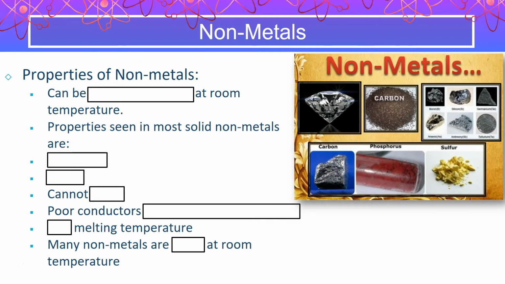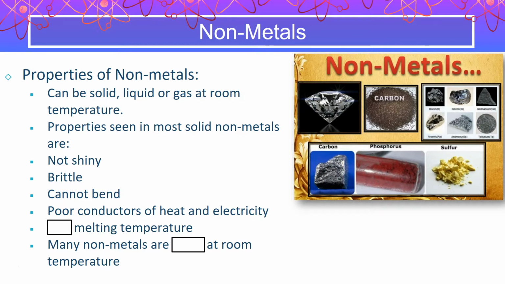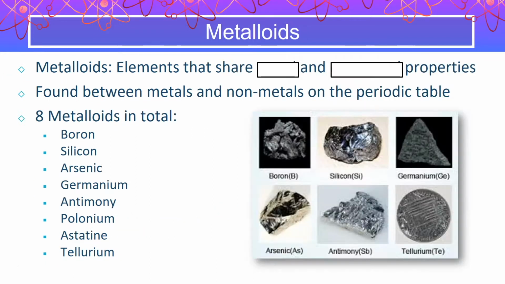On the other hand, we have our non-metals, and they can be solid, liquid, or gas at room temperature. We see non-metals in all three states at room temperature. Some of the other properties we see with them is that they're not shiny, that they tend to be brittle, they're not able to bend. They don't bend, they just snap and break. They're brittle. They are poor conductors of heat and poor conductors of electricity. And they tend to have much lower melting temperatures, which is why many non-metals are actually gases at room temperature. All right, so those are some of the properties of non-metals. So you can see they're quite different to what metals are.